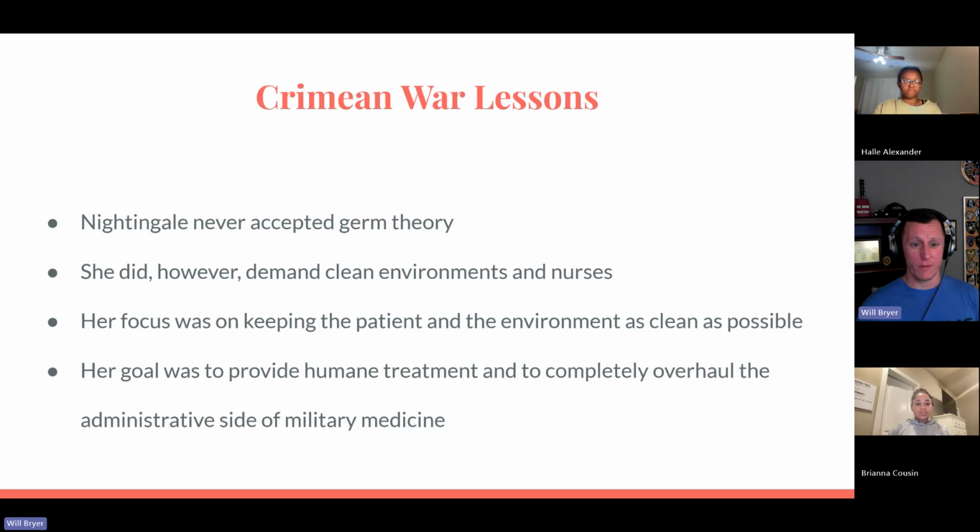She demanded clean living environments and nurses. Her focus was on keeping the patient and the environment as clean and as comfortable as possible. Her goal was to provide humane treatment and to completely overhaul the administrative side of military medicine, because there hadn't been a lot of focus put on the actual medicine part of military medicine. It was mostly the military part.